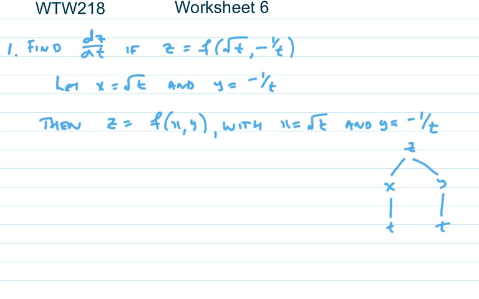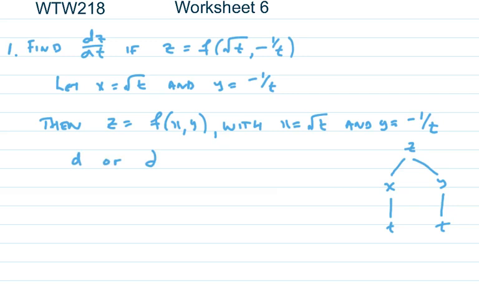We can now describe the relationship between the variables with this diagram that I've drawn on the right hand side of the screen. We also refer to that as a tree sometimes. The diagram simply says z is a function of x and y, two variables. X and y are each a function of only one variable, namely t.